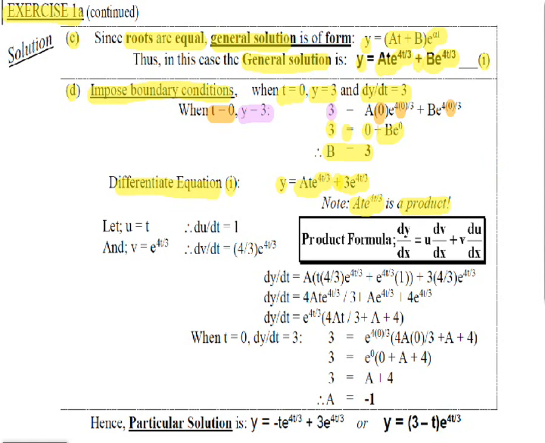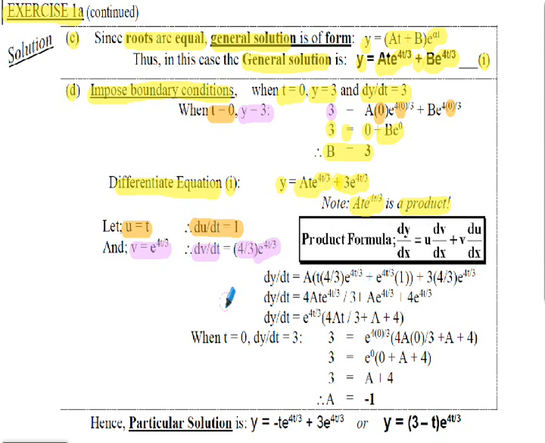So to apply the product formula, we need to first of all define a u term and define a v term. If we let u is equal to t in this particular case, then du by dt is equal to 1, a standard differential. And if we let v is equal to e to the 4t upon 3, then differentiating to find dv by dt, that will become 4 upon 3 multiplied by e to the 4t upon 3. And again, that's a standard form of e to the at in our standard differential tables.